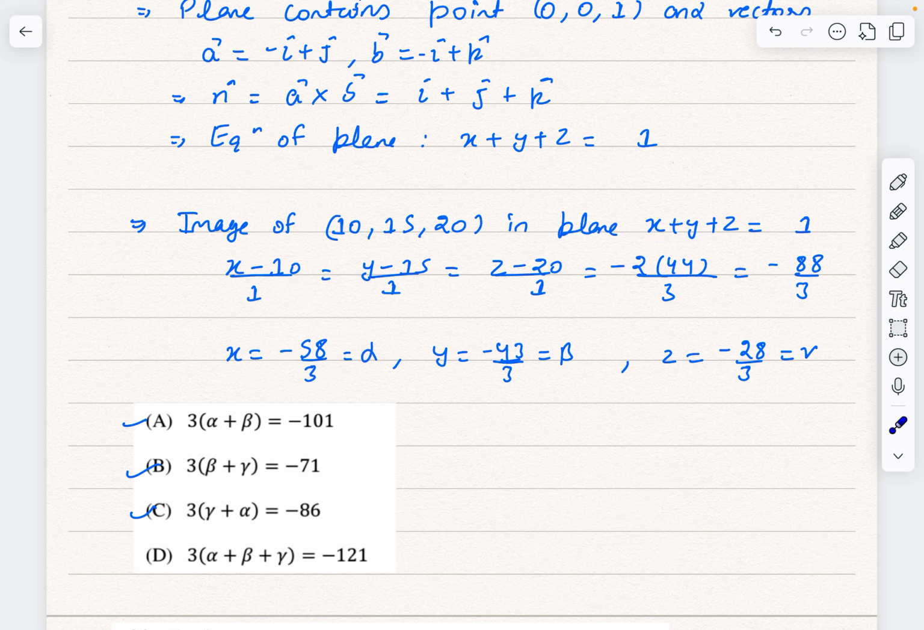Upon simplifying, we get x equal to minus 58 over 3, y is equal to minus 43 over 3, z is equal to minus 28 over 3. These are what they are referring to as alpha, beta, gamma. And then you can check that options A, B, C will be correct, D will not be correct.